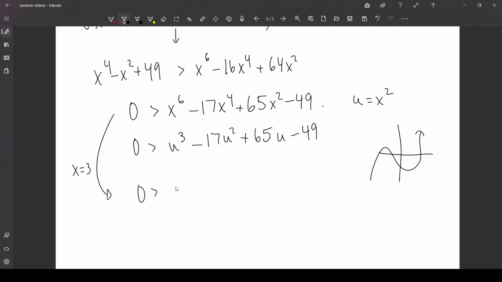Well, we get 0 is greater than 729 minus 17 times 81 plus 65 times 9 minus 49. And if you work that all out, then what you get is negative 112. And so certainly negative 112 is less than 0. So x equals 3 is fine. It passes this inequality.